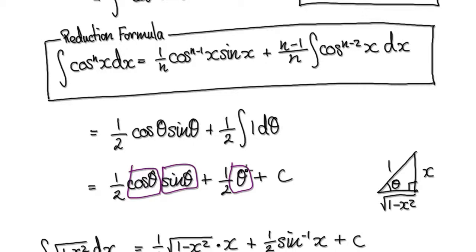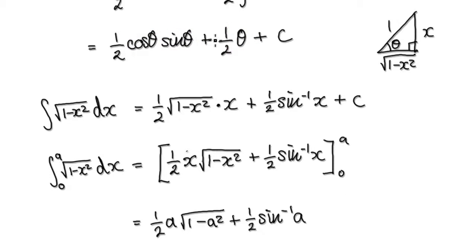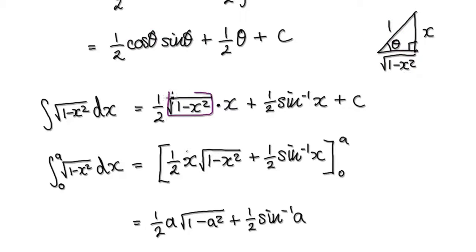We don't want the answer in terms of theta. We want it in terms of x. So we need to translate everything back into x. So looking at this, cos theta, well, this is cos here. Cos theta is this thing over 1, which is just that thing. So this block here will then become this.